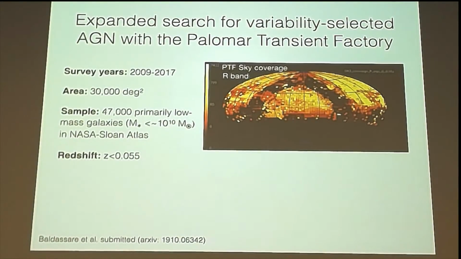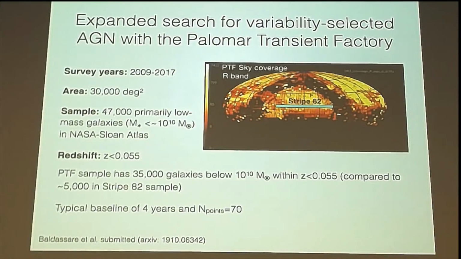So recently, I built on that initial work using a larger data set from the Palomar Transient Factory. This is a survey that has covered basically the entire northern sky, so 30,000 square degrees, and took observations between 2009 and 2017. And so here, for my galaxy sample, I wanted to focus primarily on low-mass galaxies, but also included some higher-mass galaxies as well. This sample was comprised of about 50,000 primarily low-mass galaxies, and a bit closer of a redshift cut than the previous sample.